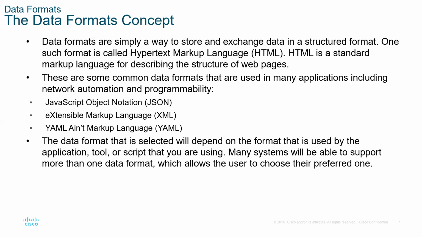JavaScript Object Notation, JSON. Then we have XML and YAML. YAML is a markup language, whatever that means. So we have those three data formats. And the data format that is selected will depend on the format used by the application, tool, or script that you're using. Many systems will be able to support more than one data format.